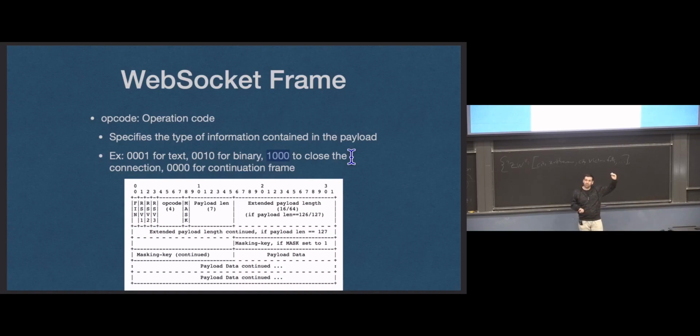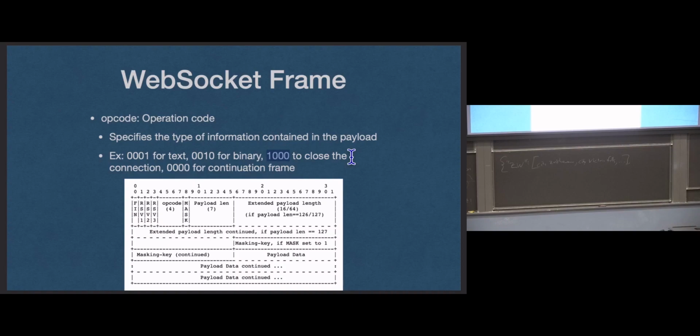So we do have a while true. It's going to seem infinite, but we're going to have an if opcode equals 8, break. Break out of the loop, end the handle method. That closes the TCP connection. Clean up any data structures you might have. You should have a data structure.